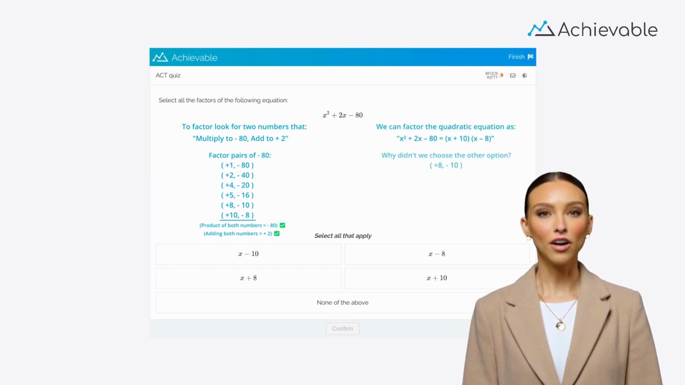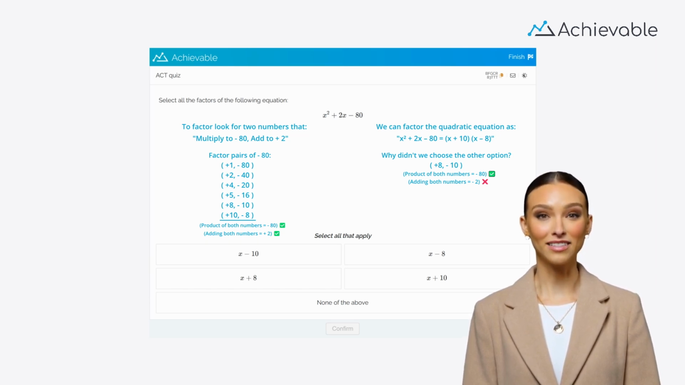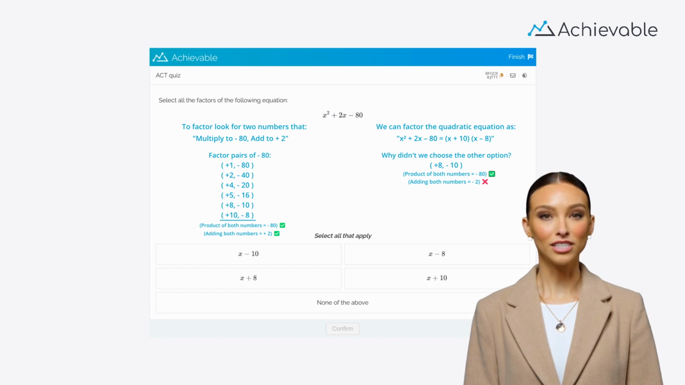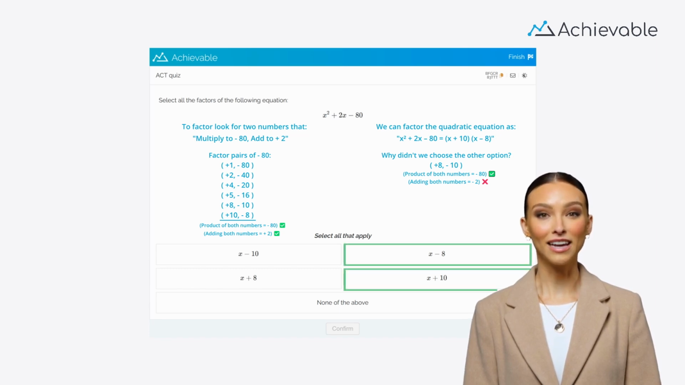Now let's look at the other options. Negative 10 times 8 equals negative 80 as well. However, negative 10 plus 8 equals negative 2, not positive 2. So these factors cannot be the right answer. That means the correct factors of this expression are x plus 10 and x minus 8.